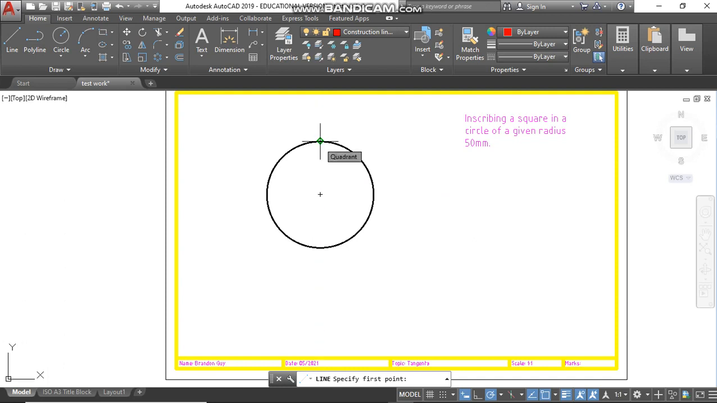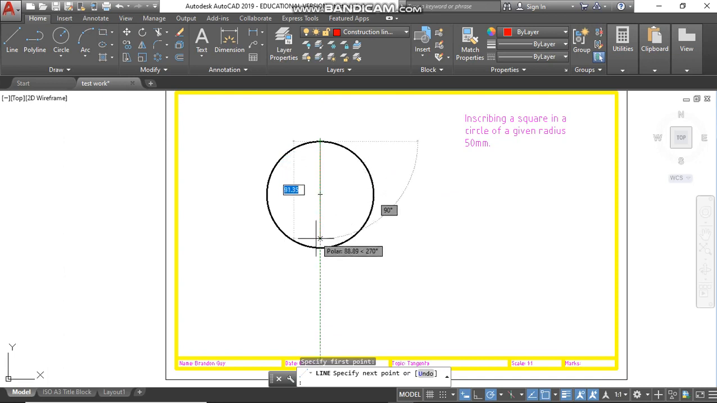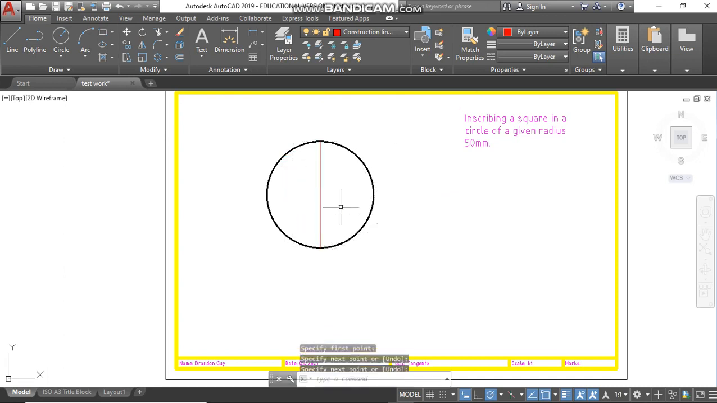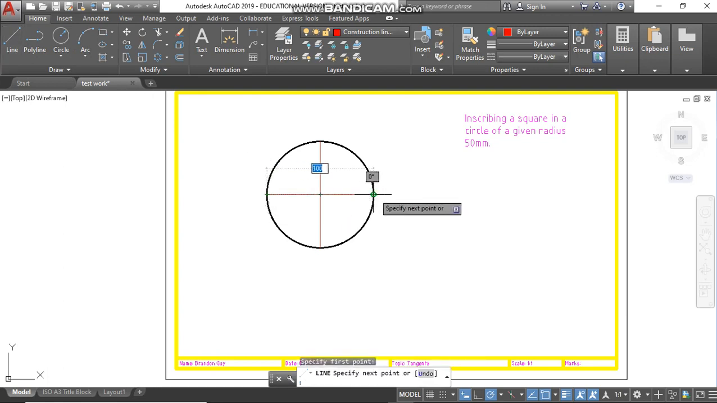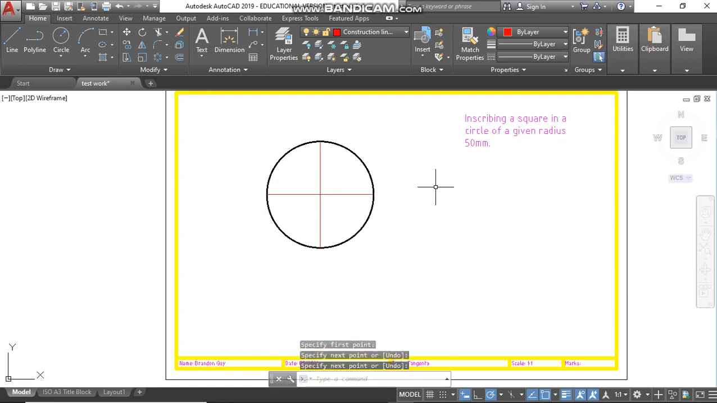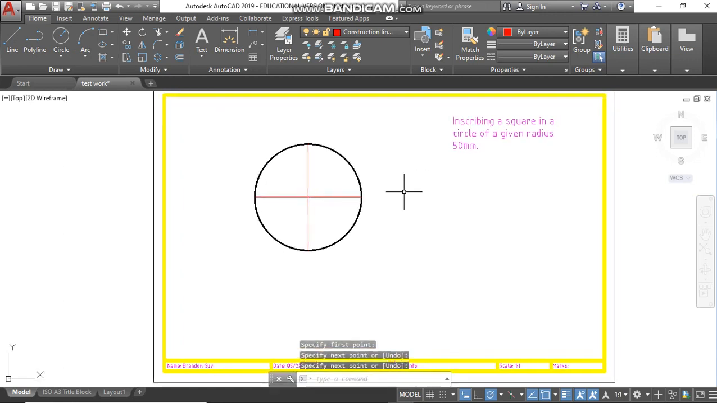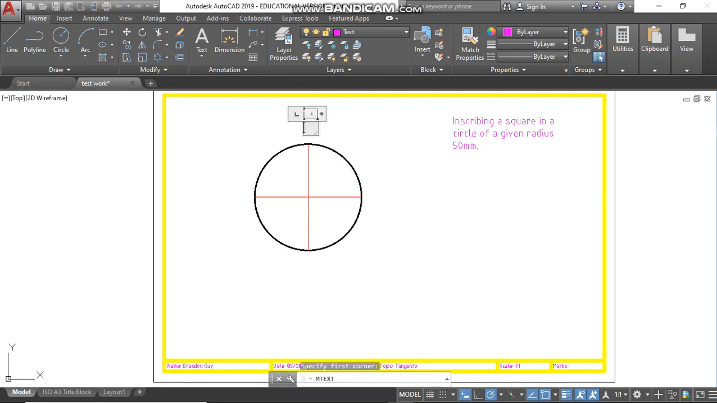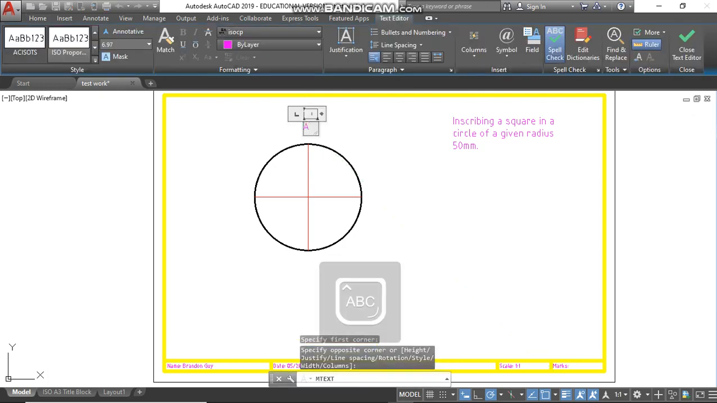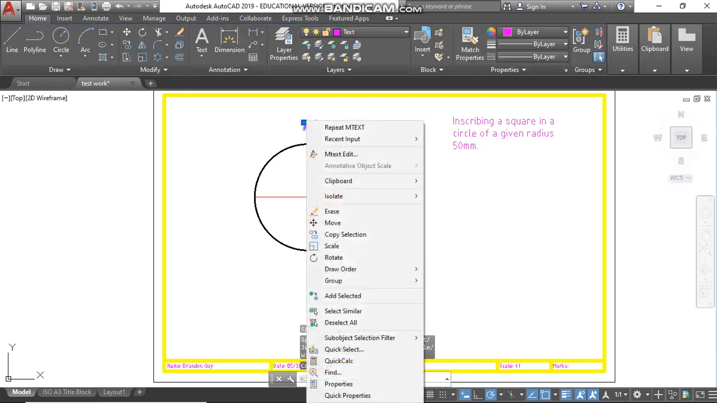On this one, we are going to draw our diameters. So we know our diameters are a line drawn from one point of the circumference to the other point, passing through the center. And now we are going to label them. A, B, C, D.